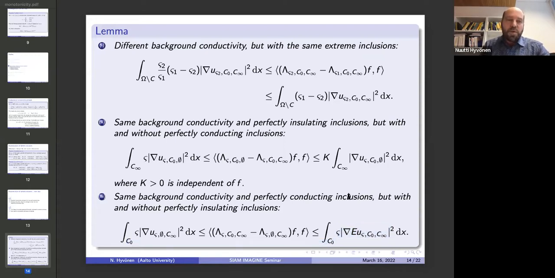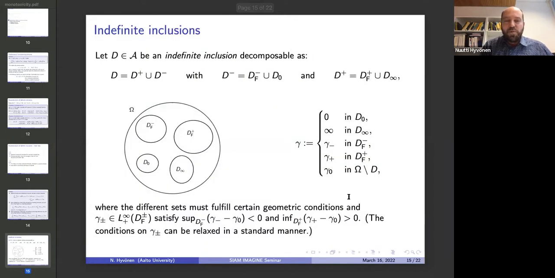So this is probably the most technical part of our work, and I won't go into details about how to prove them. They were used to prove this kind of detection of ideally conducting or ideally insulating inclusions, but we can do much more with these estimates. So let's consider a rather general indefinite inclusion. D is now the inclusion that I'm trying to locate.